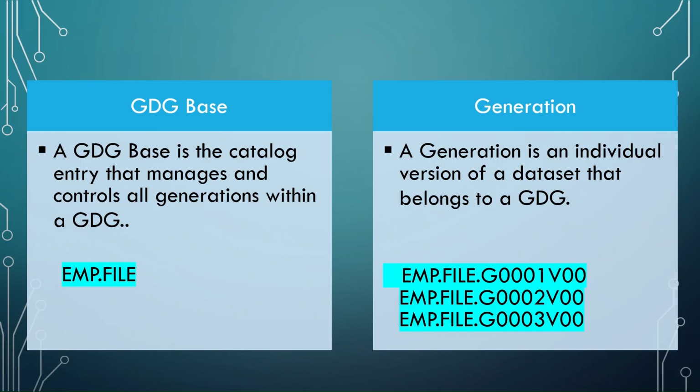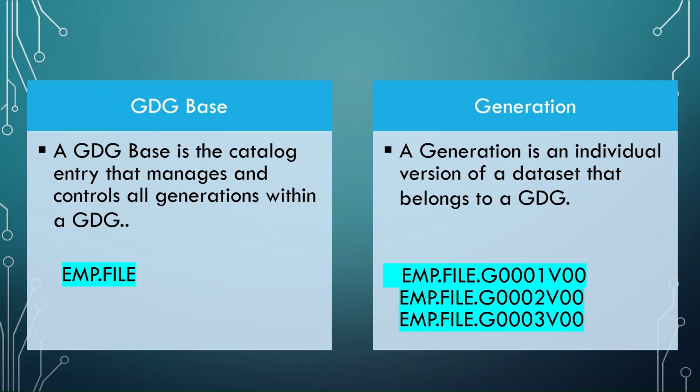A generation is an individual version of a dataset. Let's assume we generate a payroll report every month. January's report becomes one generation. February's report becomes another generation. So all these versions belong to the same GDG family. This allows us to access historical reports whenever required. Instead of maintaining multiple datasets named manually, mainframe manages them automatically.